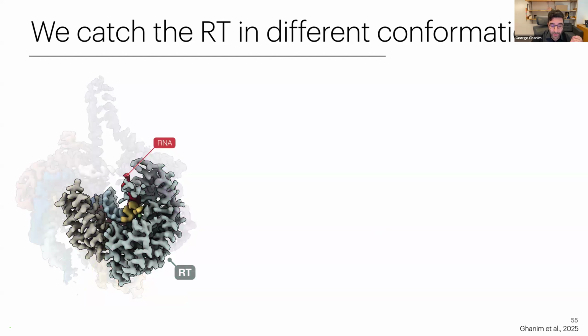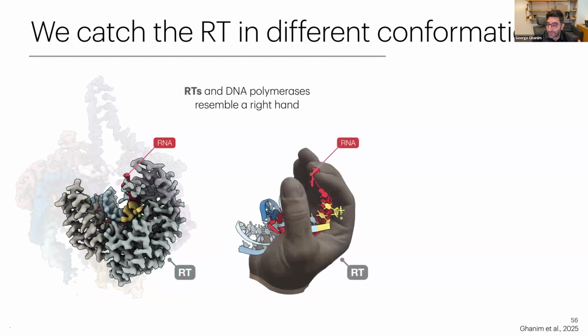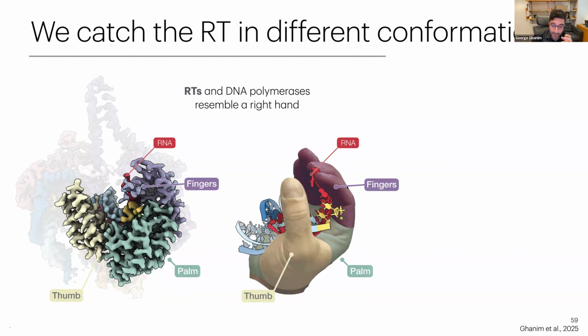And just to remind everybody, structurally, reverse transcriptases and DNA polymerases resemble this hand architecture. And they contain 3 subdomains. So the first is the thumb, the second is the palm, and the third are the finger subdomain. And each of these subdomains play a particular role in handling the nucleic acids during the catalytic cycle of reverse transcription. But for now, we'll just focus on the fingers.